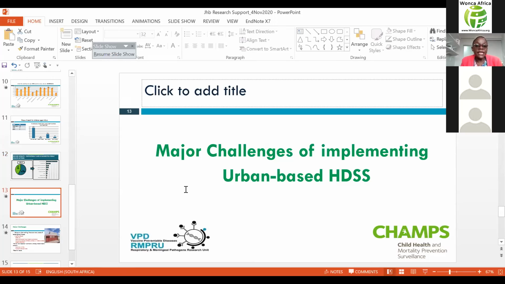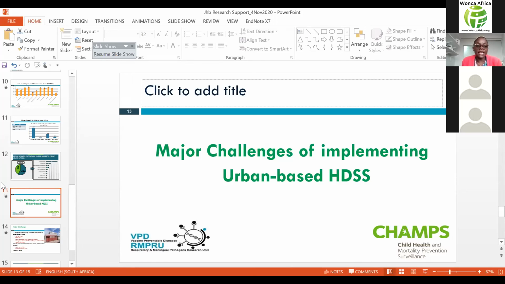There are major challenges in implementing an HDSS. In as much as it's useful and its utility is really immeasurable, there are major challenges when you look at implementing HDSS within an urban population. Our HDSS is the second urban HDSS, with one being in Kenya. The bulk of demographic surveillance sites are based in rural areas.